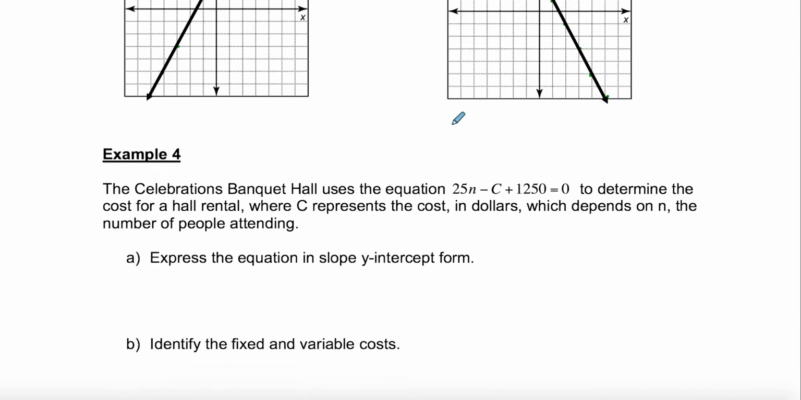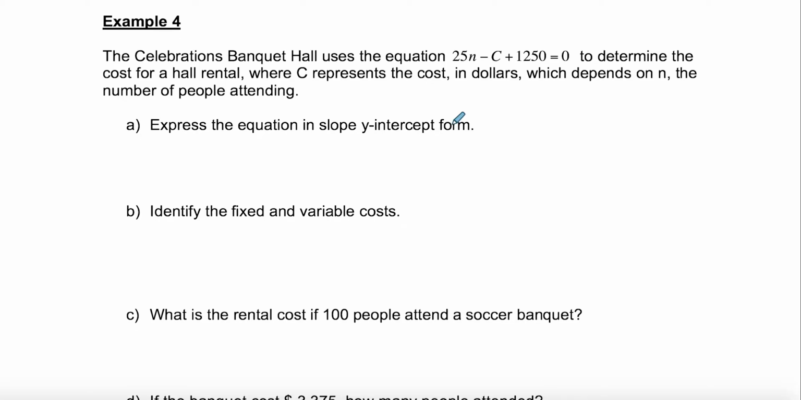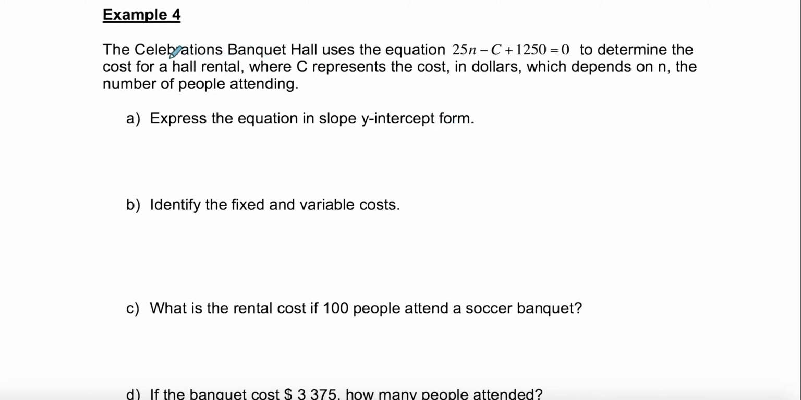So just the last example is about rearranging equations in a word problem as well. The Celebrations Banquet Hall uses this equation to determine the cost for the hall rental. C is the cost and N is going to be the number of people attending. Express the equation in slope y-intercept form.